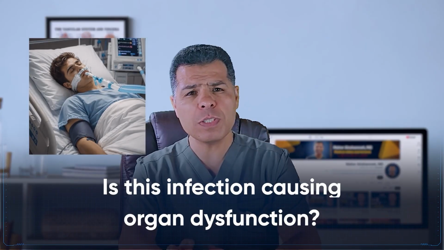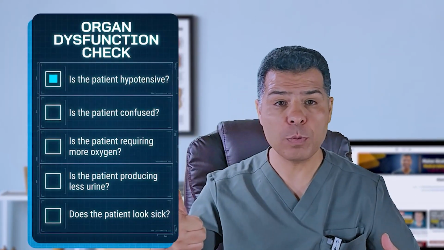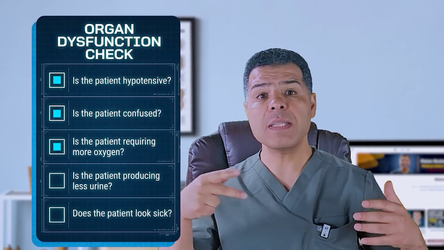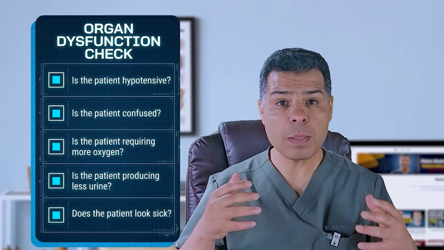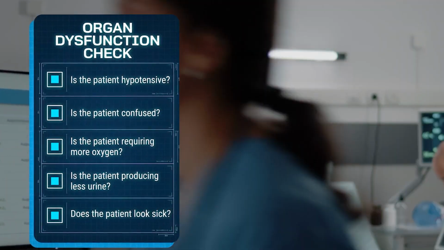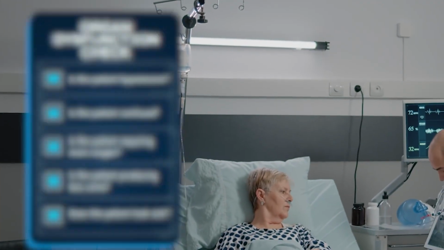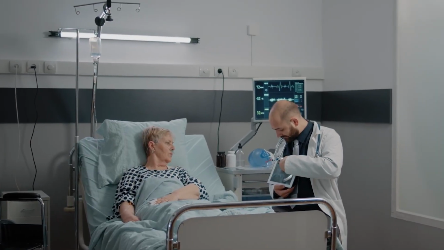At 2 a.m., I don't start by calculating a perfect SOFA score, sequential organ failure assessment score. I start by asking this: is the patient hypotensive? Is the patient confused? Is the patient requiring more oxygen? Is the patient producing less urine? Does the patient really look sick to you? These bedside findings often tell me more in the first few minutes than any calculator.